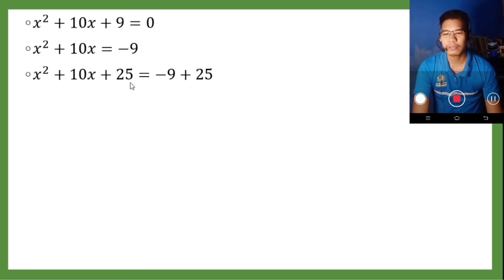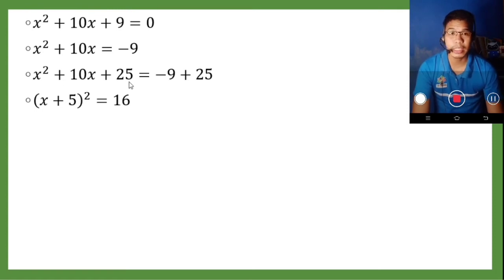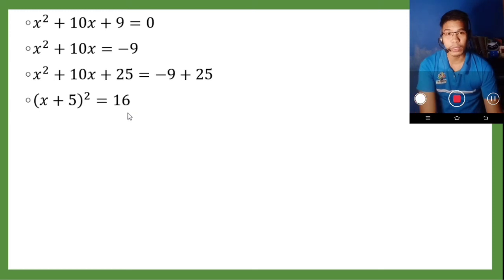Next, we're going to convert this perfect square trinomial into a square of binomial. So the square root of x squared is x. Copy the sign of the middle term, positive, and then the square root of the third term, the square root of 25 is 5. Quantity squared equal to, simplify the right side, negative 9 plus 25 is equal to 16.